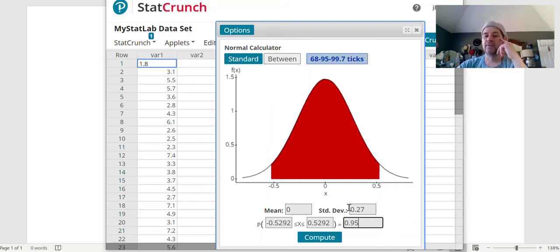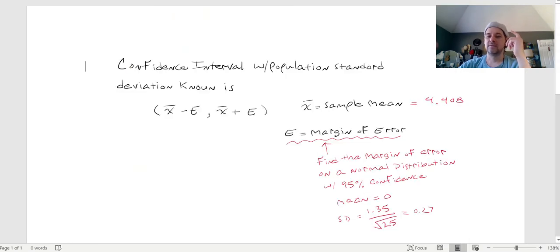So my number is 0.5292. Okay, that's the margin of error. 0.5292. So let's see. Write that down.